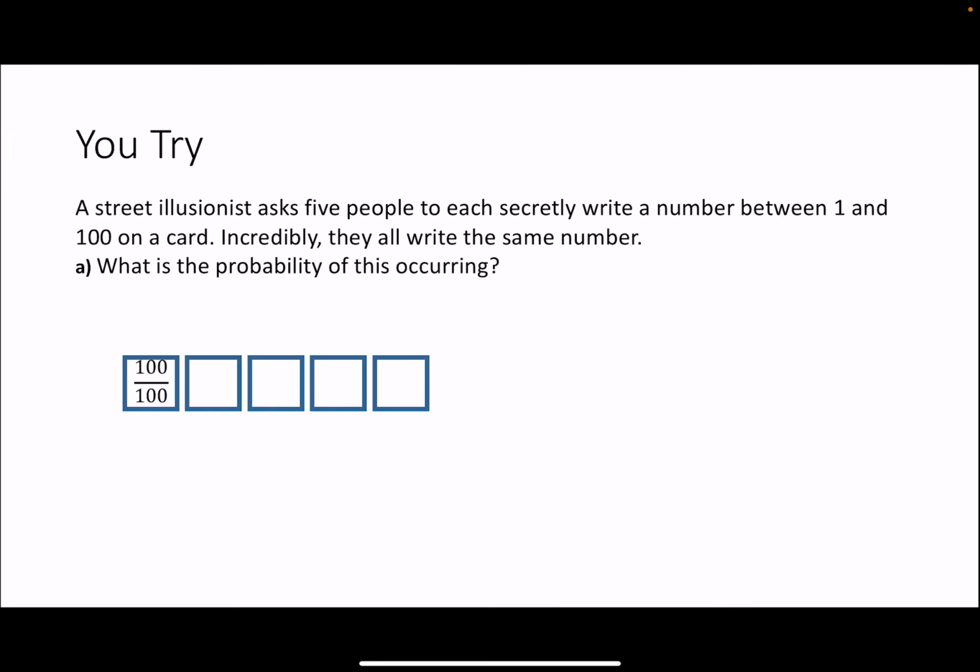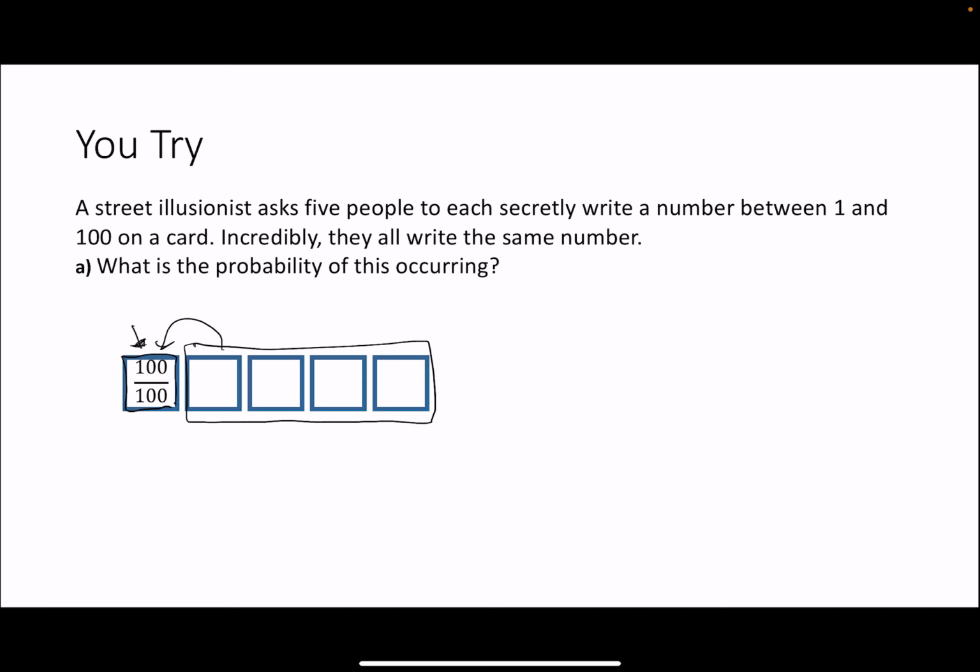But the truth is, the probability of selecting the first number is 100%. The first person who chooses the number can choose any number, so you basically don't count it. The first person picks that, and then these 4 are going to have to match that first number.